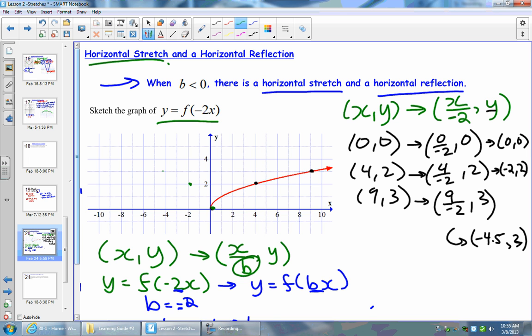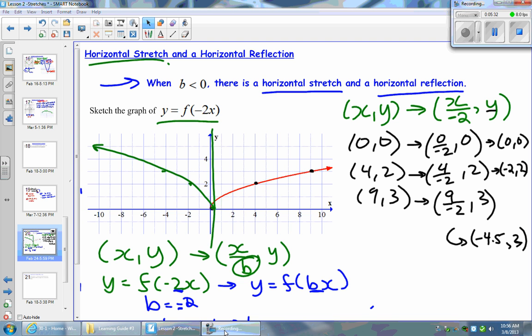So right there. Okay, so if we sketch our graph, it still should look like a radical function, but it's going to look something like that. Okay, so there is my reflected and horizontally stretched graph. Remember, in a horizontal reflection, you're treating your y-axis as if it's a mirror. So that's it. That is my lesson on performing horizontal stretches and horizontal reflections.